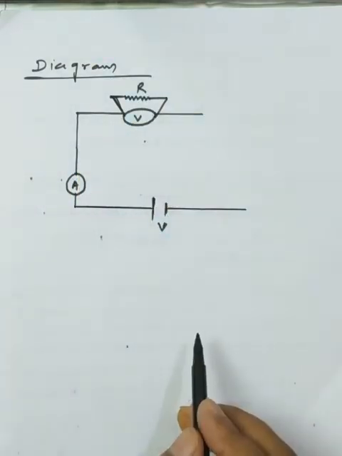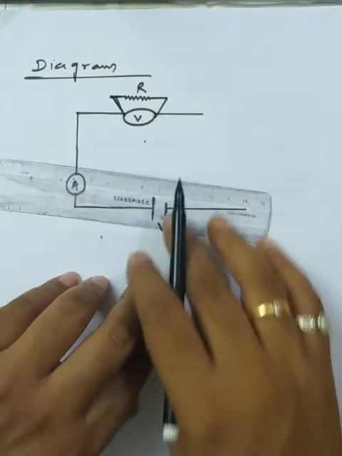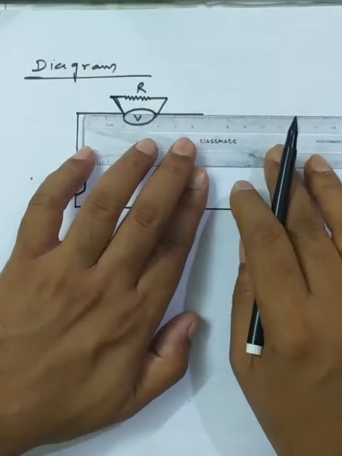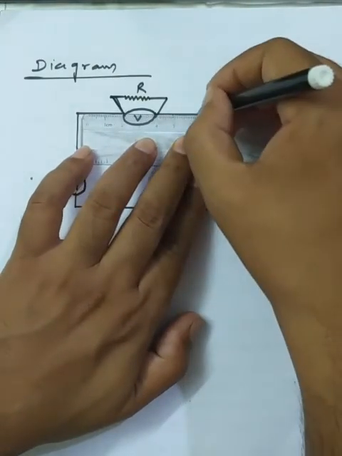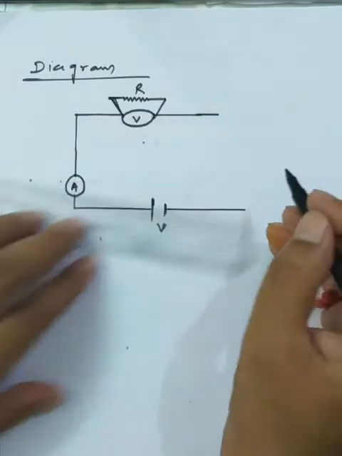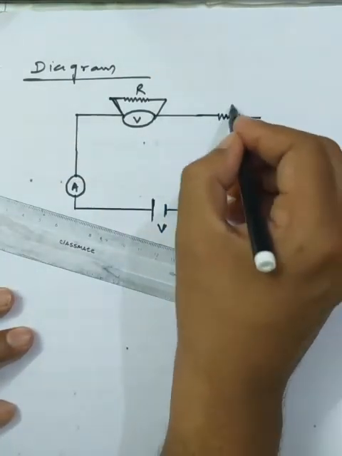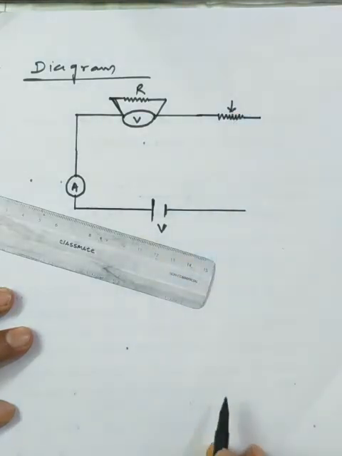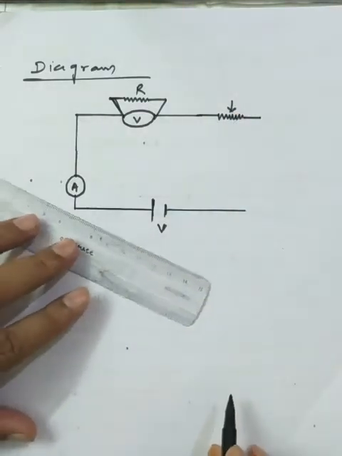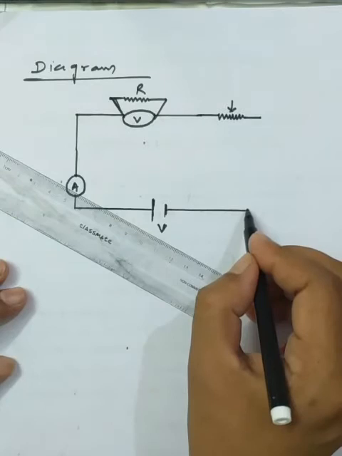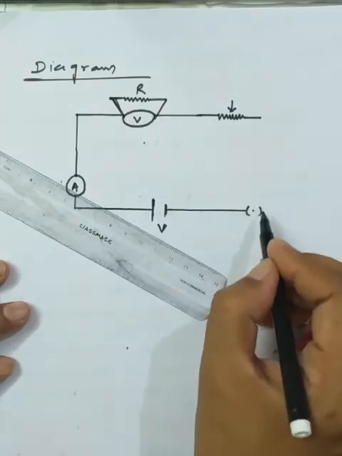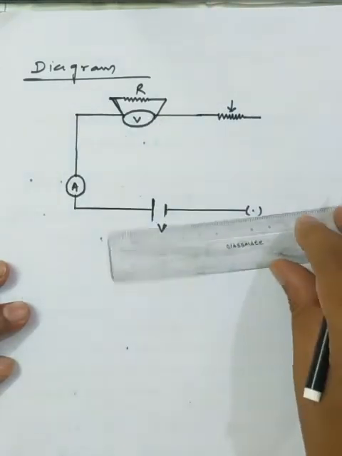Okay, now the next portion which we want to add here is the rheostat, and the symbolic notation of the rheostat is a wavy line, and we are keeping an arrow on it because it's a variable portion. Then we are adding the key. Okay, and we are completing the circuit.